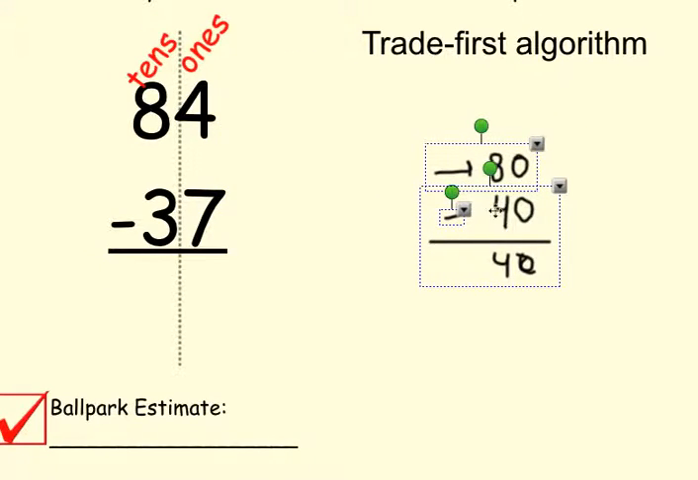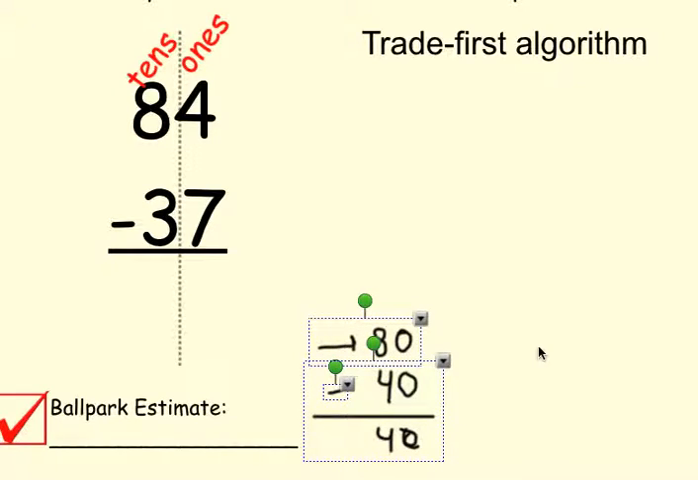Okay, so this is actually the trade first method that we're going to use now. We take a look at 7 from 4. We can't do that. It's not possible. You just can't do it. Mr. Nutty even says so too. So we have to go next door to the 8 and borrow 110 from the tens place.